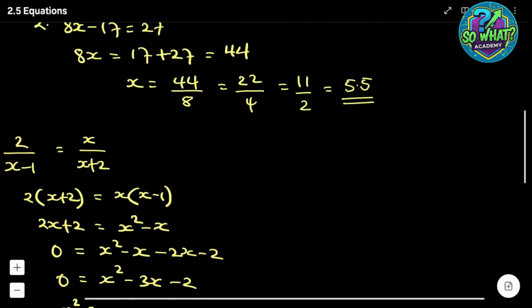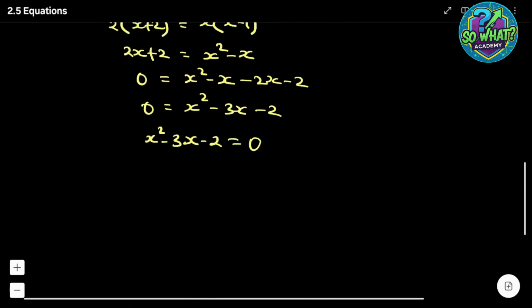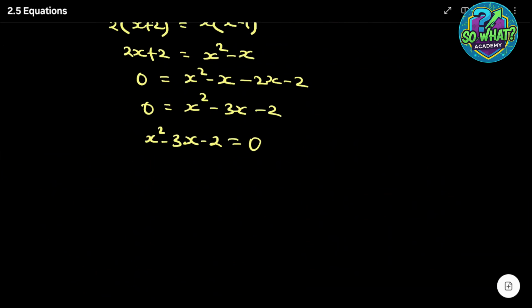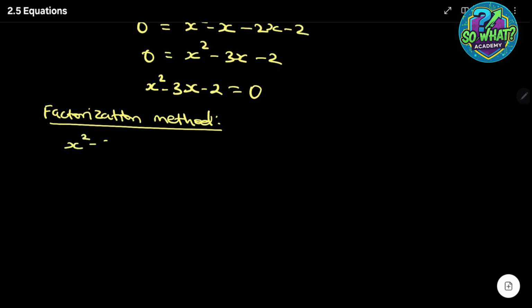We can solve it using a, b, and c, or we can solve it using the quadratic formula. I think I'm going to use both of them so that you learn how to apply both methods. So we're going to start with the factorization method. We've already covered the factorization method at some point. So we are solving x squared minus 3x minus 2 is equal to 0.